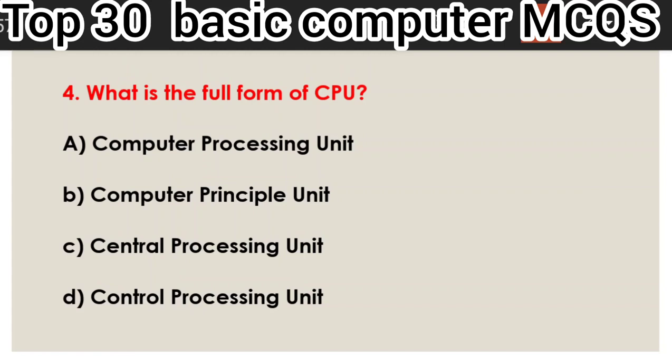What is the full form of CPU? A. Computer processing unit. B. Computer principal unit. C. Central processing unit. D. Control processing unit. Correct option is C. Central processing unit.